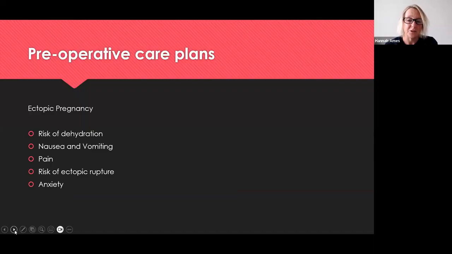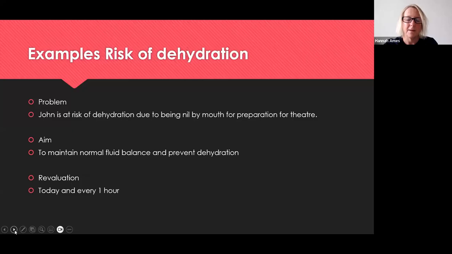There is a risk of ectopic rupture, so we could do a very specific care plan around monitoring and detecting ectopic rupture. And also this patient is likely to be very anxious as well. Remember, they have lost a baby with the ectopic pregnancy as well. So just some suggested care plans there. I'm going to go through 3 examples with you.